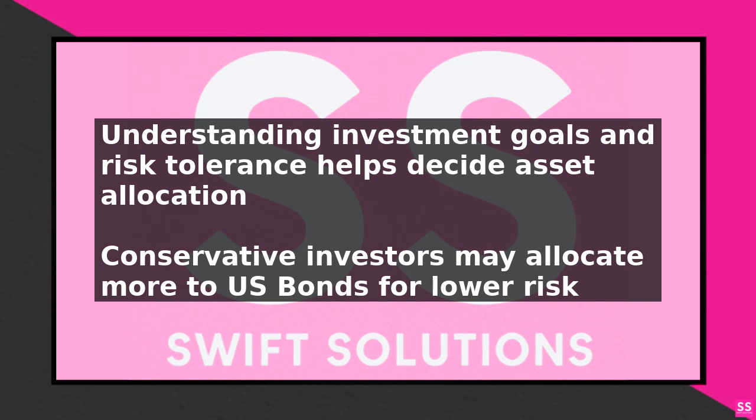Once you have a clear understanding of the different asset classes, the next step is to determine your investment goals and risk tolerance. This will help you decide which asset classes to invest in and in what proportion. For example, if you are a conservative investor, you may want to allocate a larger portion of your portfolio to U.S. bonds, which are generally considered to be lower risk.